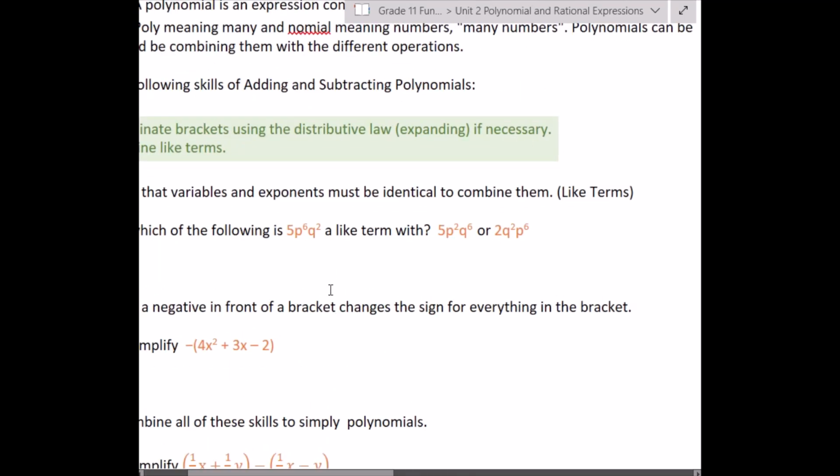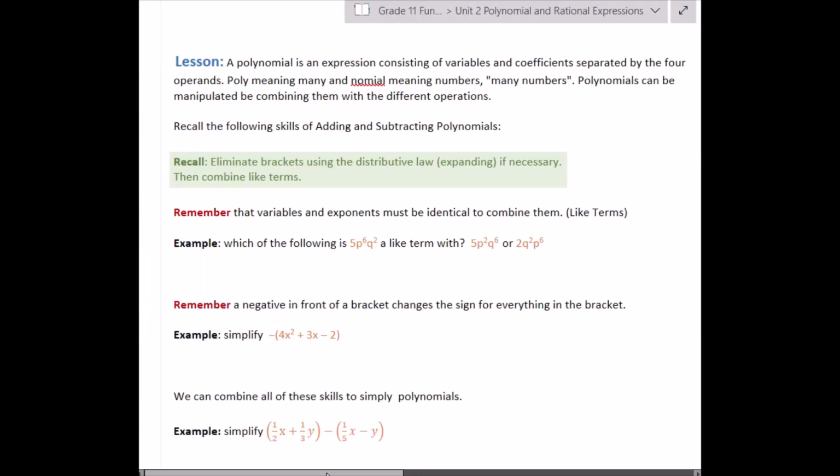These are like terms. So for instance, we have 5p to the power 6 q squared here. It is a like term with 5p squared q to the power 6 or 2q squared p to the power 6. A like term needs the same variables, same exponents. The coefficient does not matter. But what's important is both terms have p to the power 6 and q to the power 2.